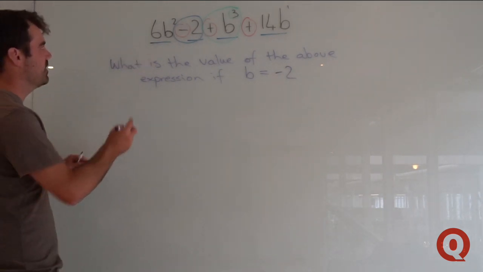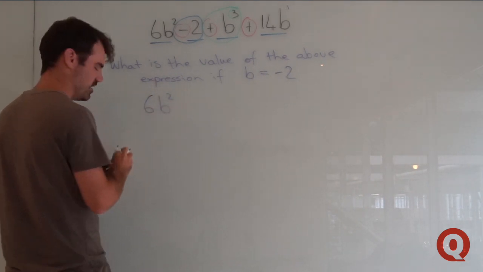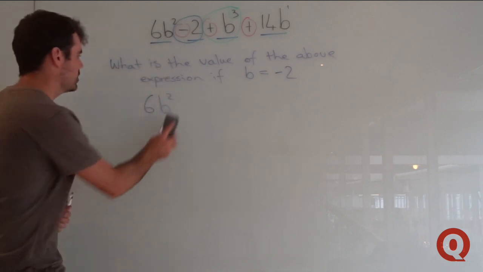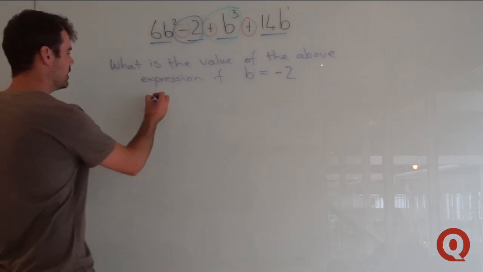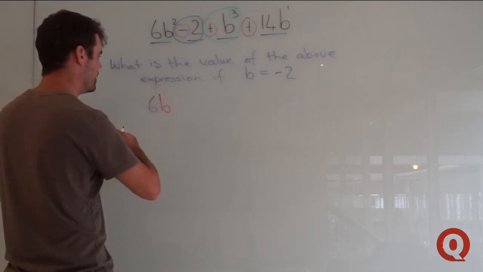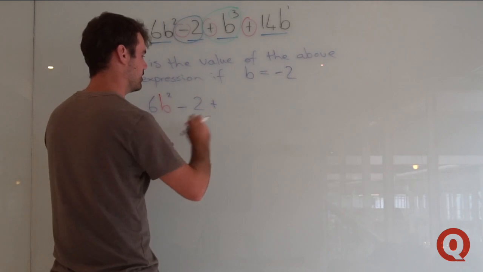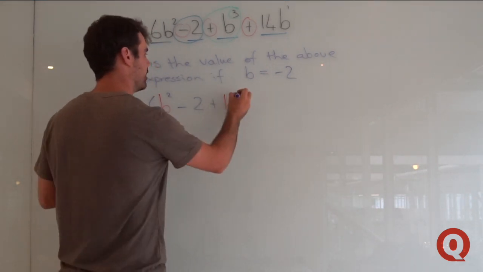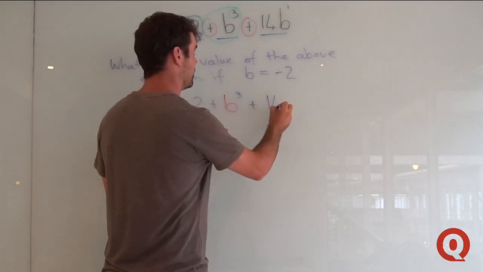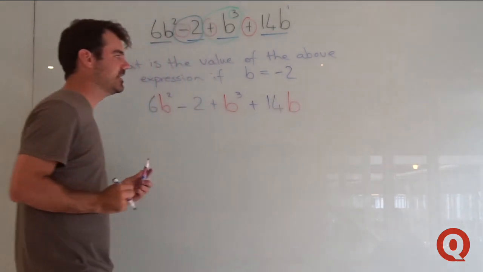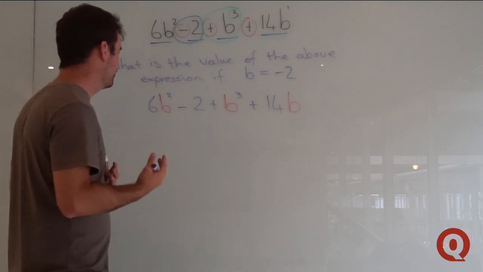I'm going to rewrite it quickly because it's got a bit of a mess up there because of what we've done. And you know what, I'm actually going to do it in a different color just to make sure you know exactly what's going on. So if I have 6b squared minus 2 plus, make sure the b is in red, plus b cubed plus 14b.